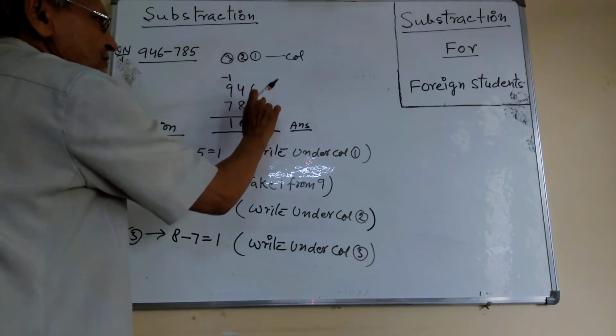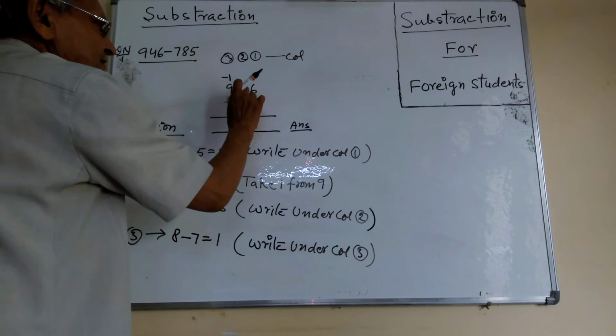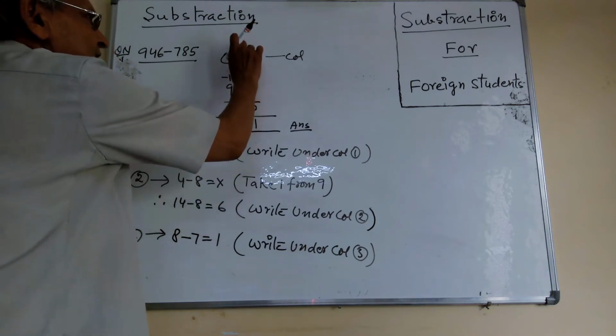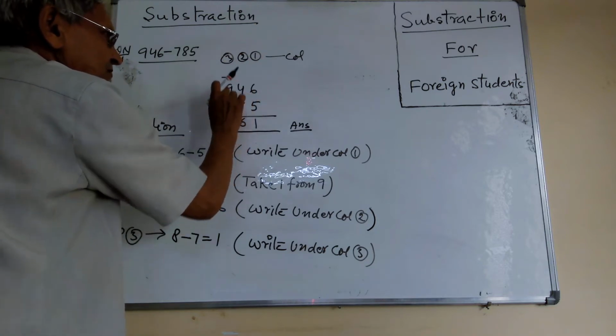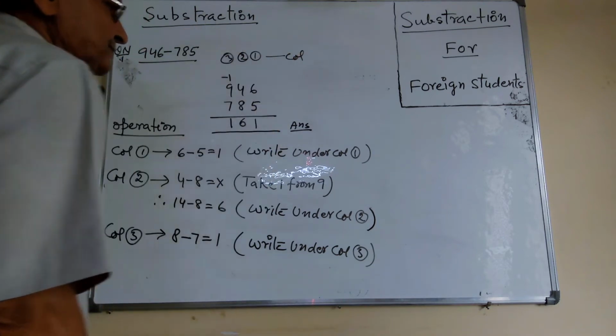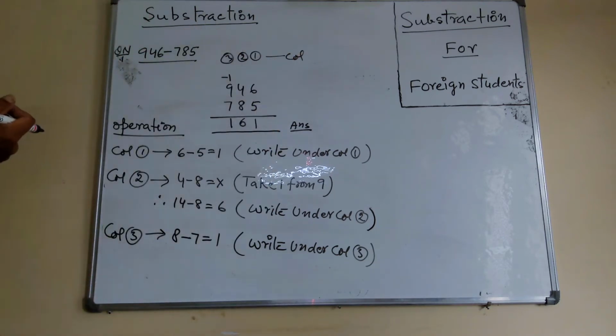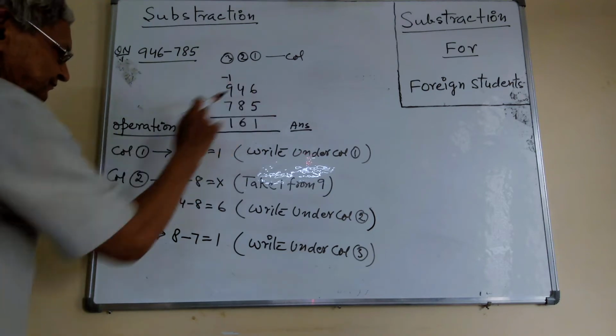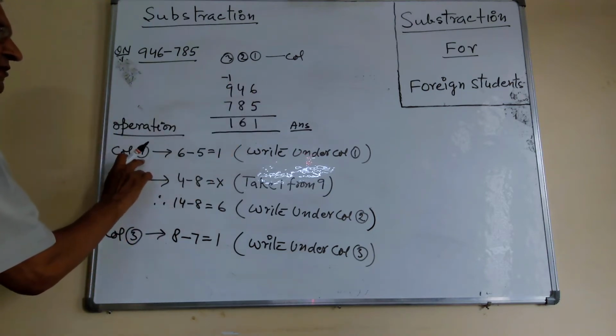This is the first column, write down first. This is the second column, write down second. This is the third column, write down third. These are the columns. So we have to make the operation one by one on each column. My dear students, see here. Take first column.